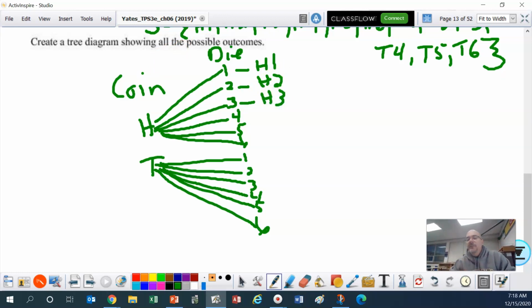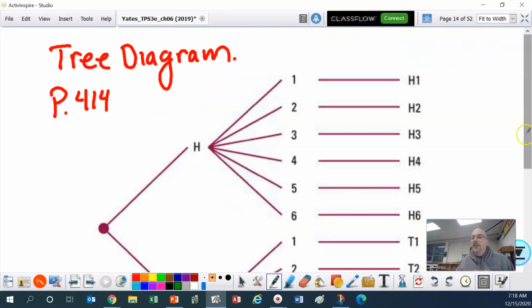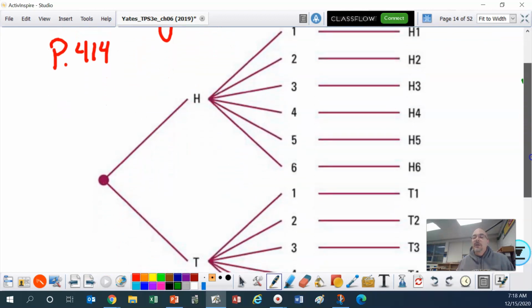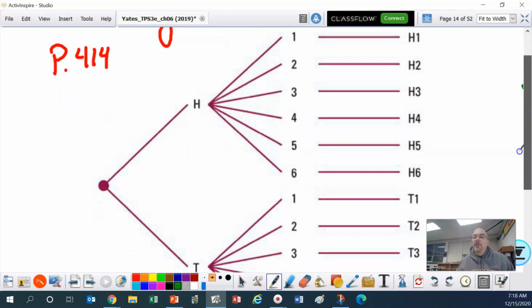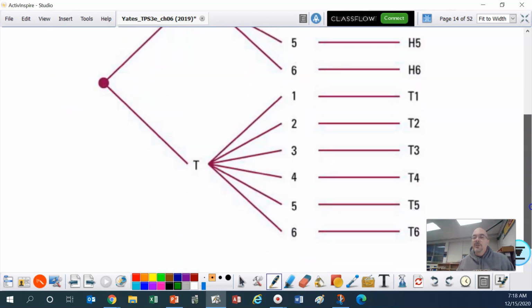I think I've got that on a slide coming up. All right, and so on. So that's what the tree diagram would look like. Yep, there it is. That's a lot nicer looking. It's on page 414 in your book. There are different varieties of tree diagrams, and we're going to be looking at those at some point in this chapter. All right, not in this lesson.